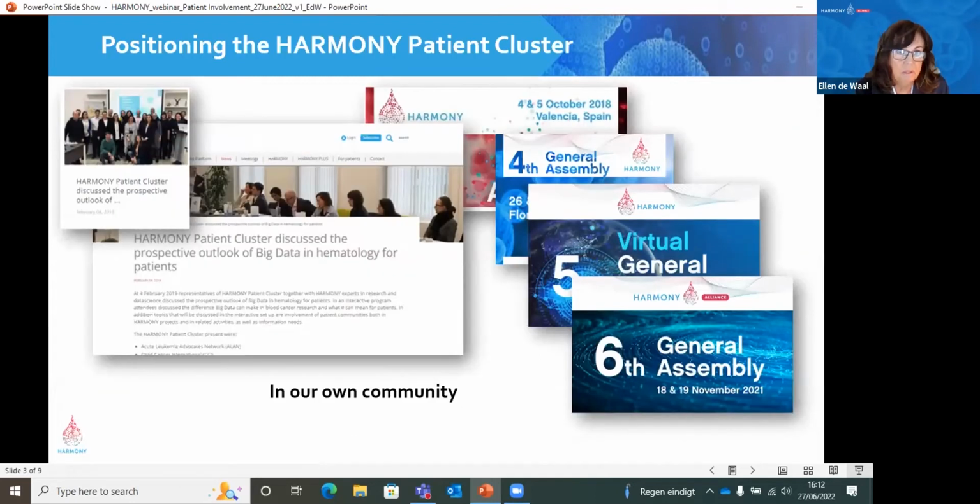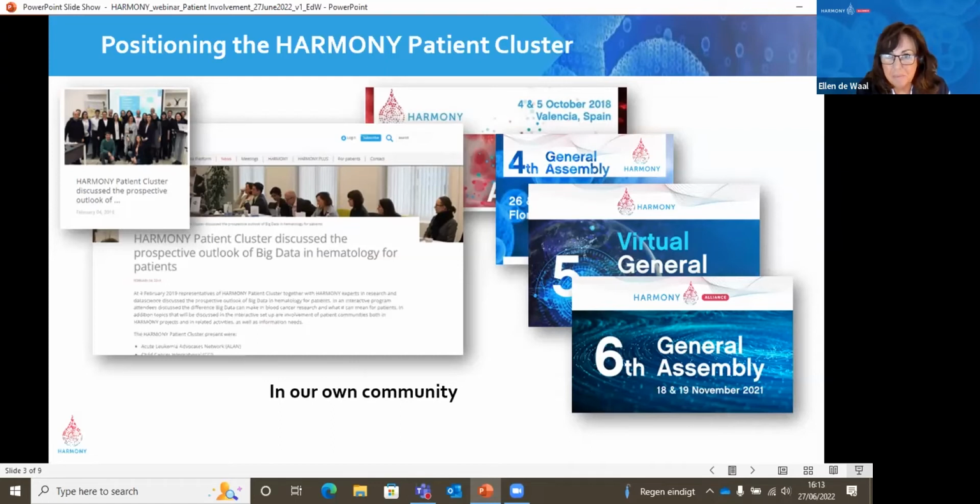Also, still in our own community, we found it very important to include the patient voice in the programming, together with the other work packages and the project management organization. Not only the patient voice, but to continue to repeat the position of the patient cluster within the Harmony Alliance. So here you see some examples, which you already know. And I also vividly remember a really nice brainstorm in The Hague at the very beginning, to talk about the never-ending challenge of how to organize that.